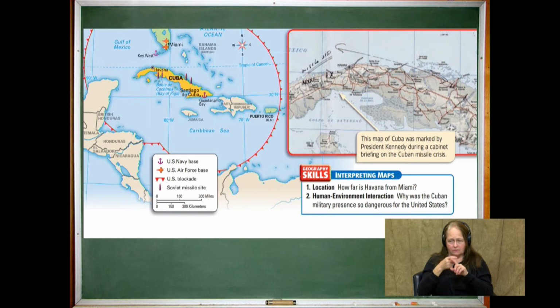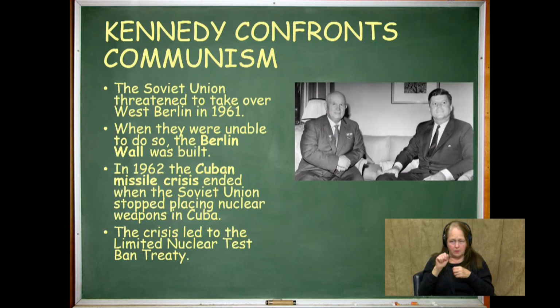Now, if we use the map scale, which is what we use to estimate the mileage from one point to another, we can see that it's very, very close. And that was why President Kennedy was concerned about the communist government in Cuba at the time. So what did he do?